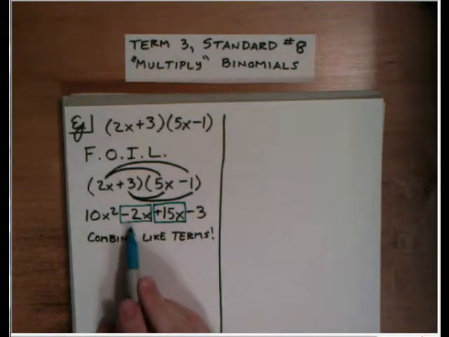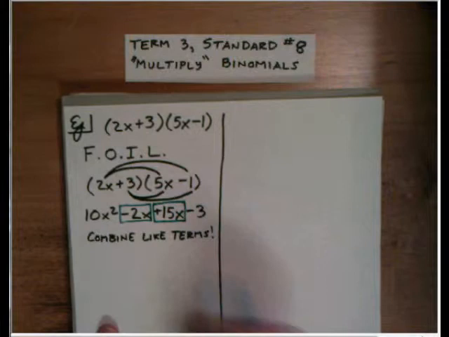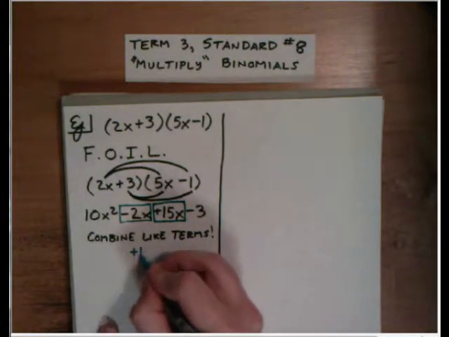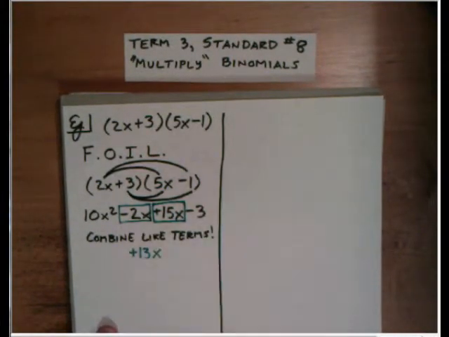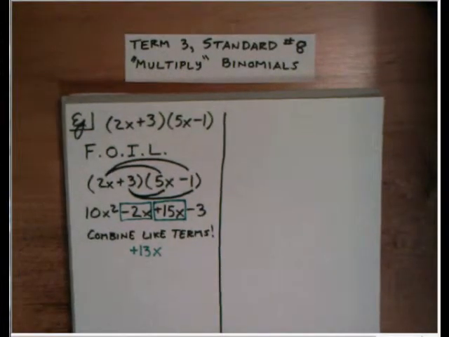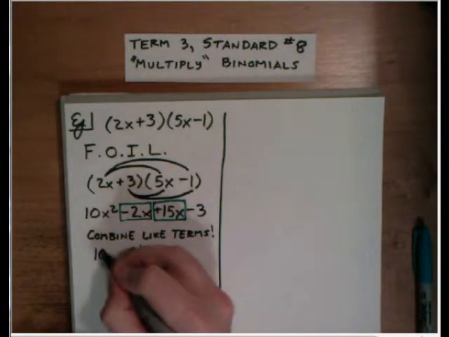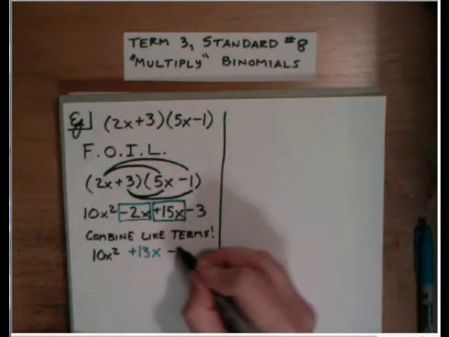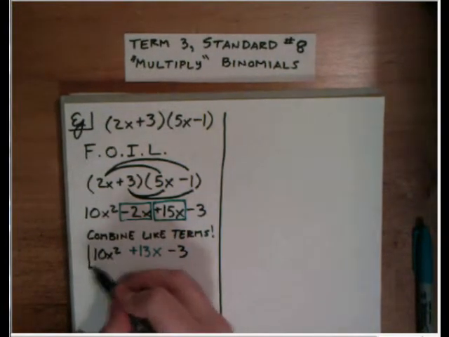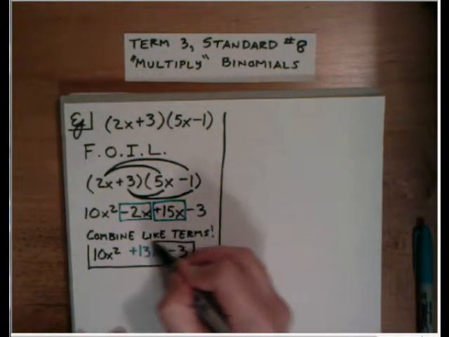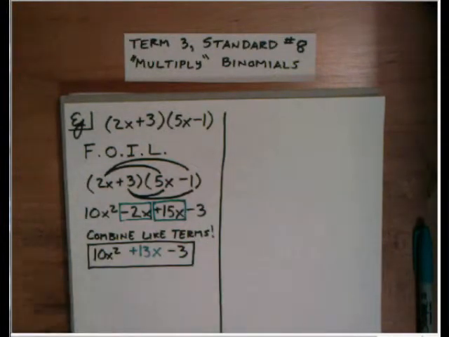Now I can actually do the combining. Negative 2 and positive 15 is going to be positive 13. And since they're both x's, that'll be positive 13x. The exponent of the x doesn't change, it just becomes x. And then the rest of my answer just comes straight down: 10x squared and minus 3. So my final answer here is 10x squared plus 13x minus 3. Okay, so that is the first strategy, the FOIL strategy.